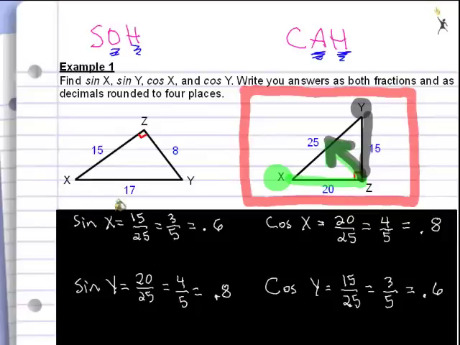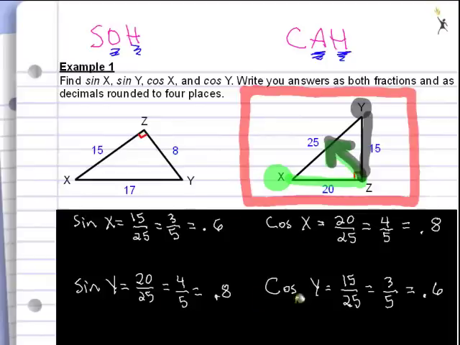Again, the sine of x, we started as 15 over 25. We reduced that to 3 over 5, and as a decimal 0.6. You'll notice that's the exact same answer as the cosine of y. The sine of angle y, we started with 20 over 25. We reduced that to 4 over 5, and as a decimal, that ends up being 0.8, which is the exact same answer as the cosine of x.